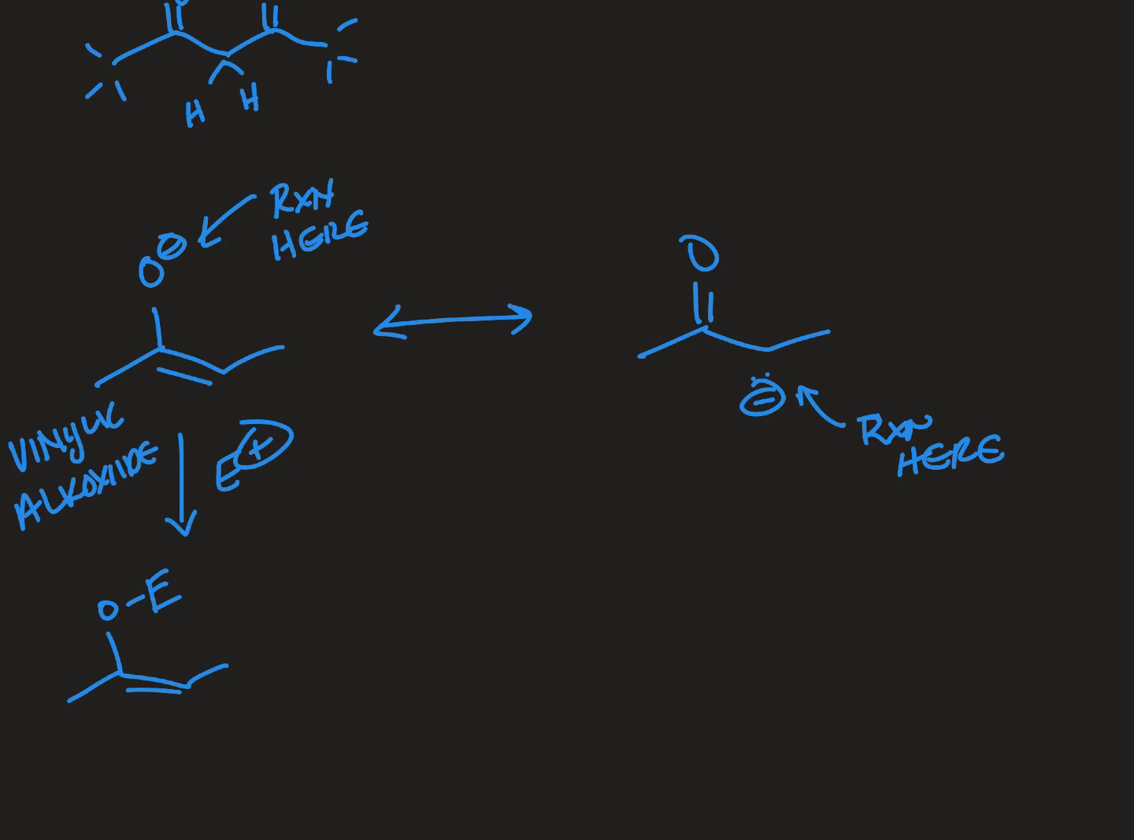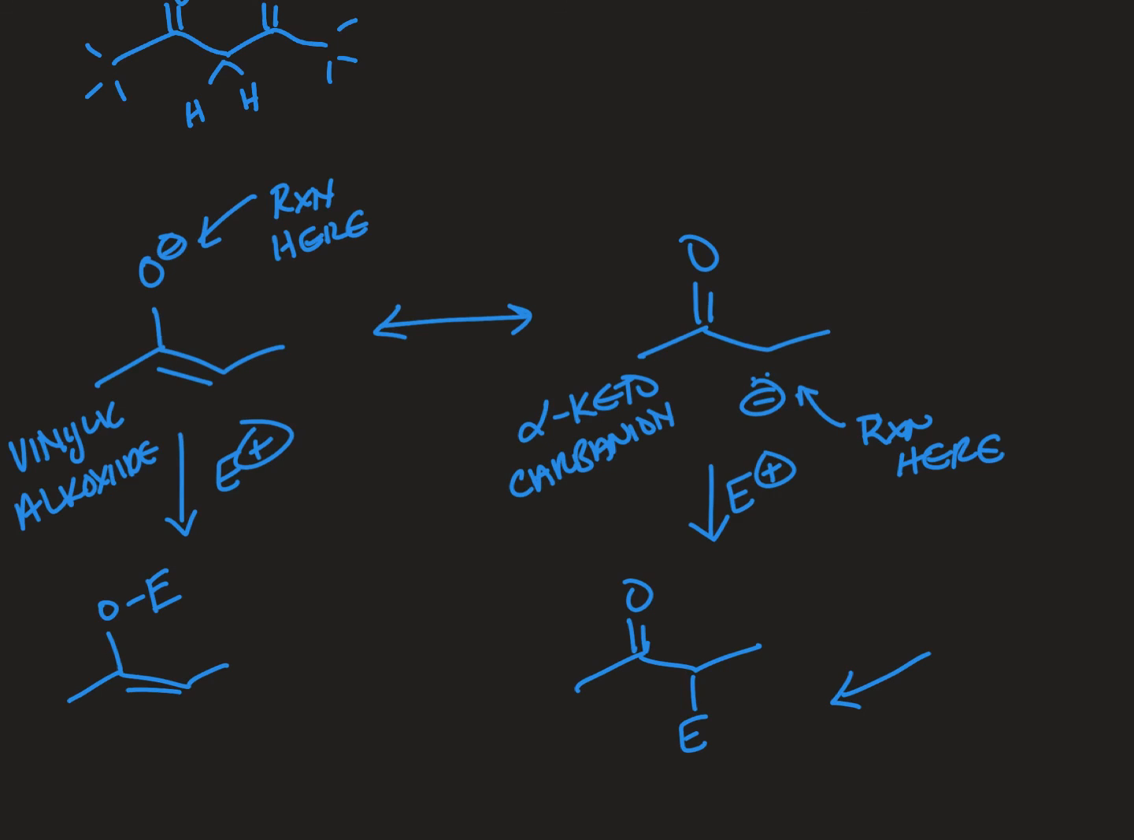The other form is called the alpha keto carbanion. So we have a carbanion on the alpha carbon of a ketone. If we react at that site with an electrophile, it will add to the alpha position. So both positions are reactive, and depending on what reagent you're using will determine what products you get. Most of the time we are going to be doing something at the alpha position.